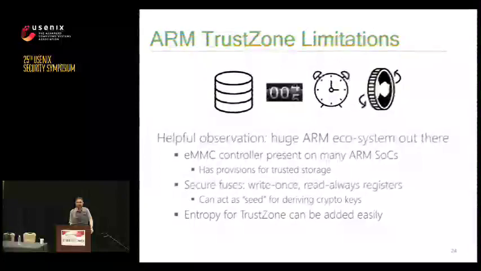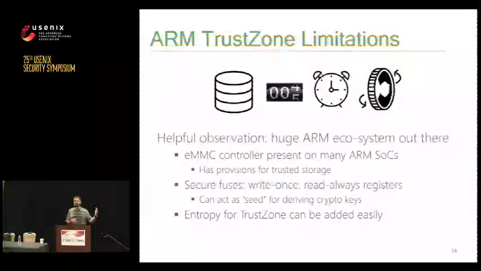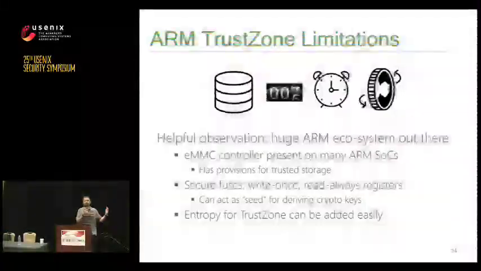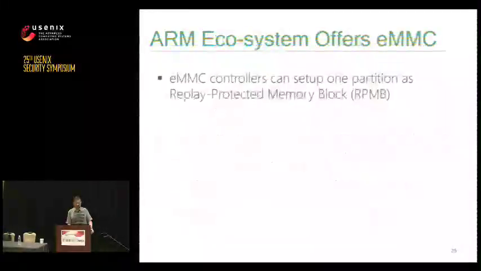The second thing is that there is this thing called secure fuses. A secure fuse is a register where you write once, you literally burn a fuse to write it, and then you can always read it. And what we do is we provision these fuses with randomness. This randomness is different for every single device in the world, and we use this randomness to derive crypto keys. And then it turns out you can also add entropy sources. That's actually sort of an interesting thing.